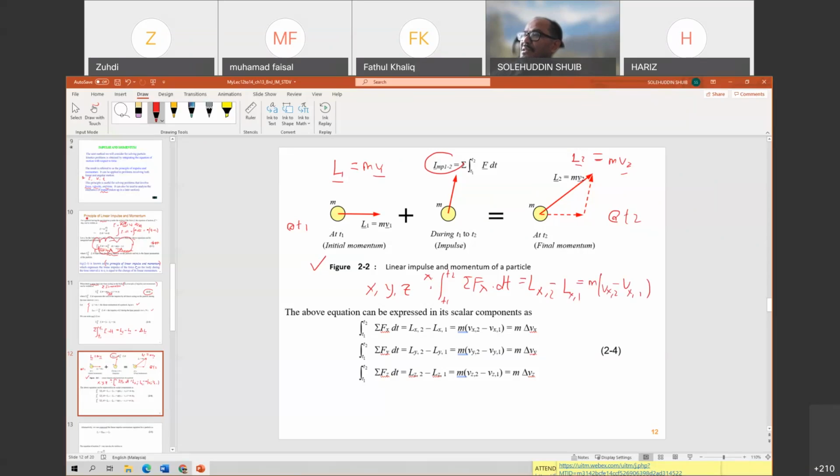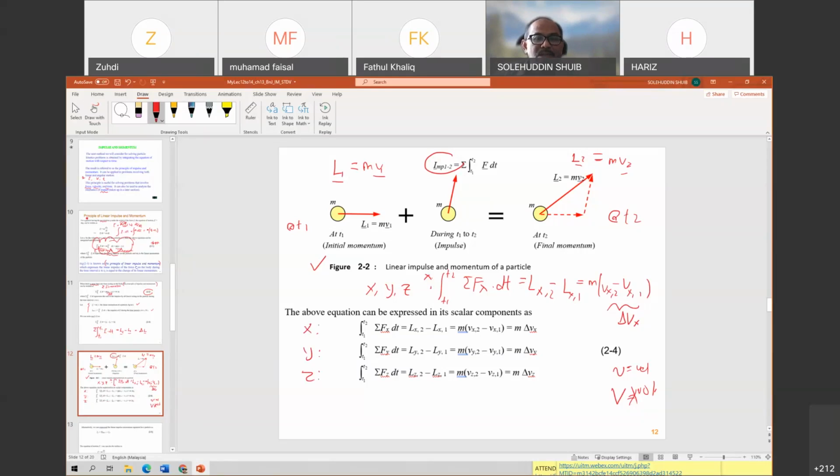Okay, so basically what is this? This is delta vx. Not big V, but small v. If big V is a volume, small v is a velocity. So we don't use this one. Same thing for y. This is x, this is for y, and this is for z. So we can express this equation in its scalar components.